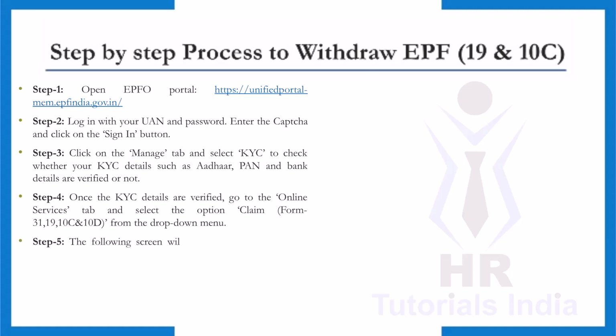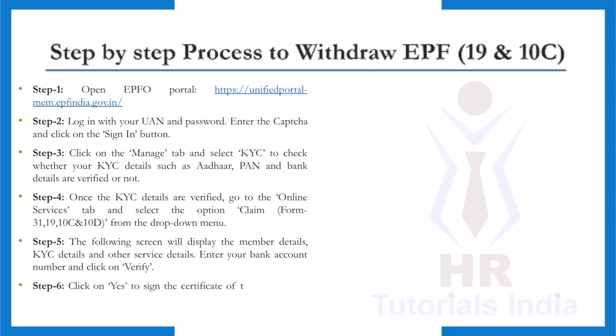Step 5. The following screen will display the member's details, KYC details and other service details. Enter your bank account number and click on Verify button. Step 6. Click on Yes to sign the certificate of undertaking and then proceed. Step 7. Now click on Proceed to Online Claim.